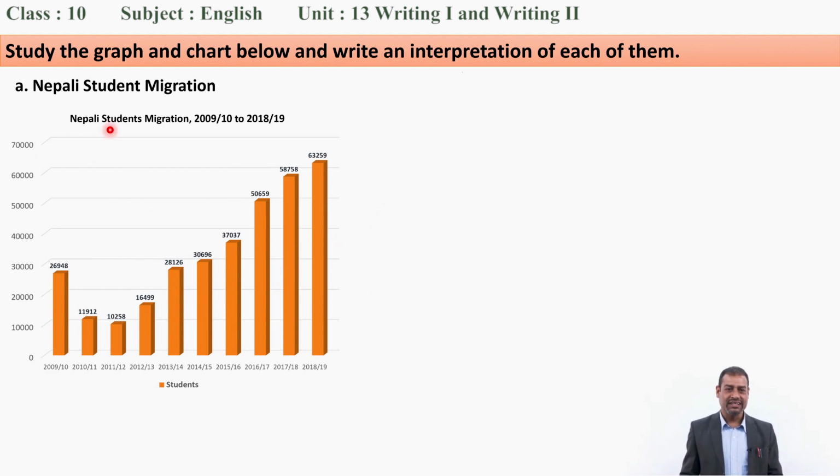Now, what is the data here? Can you tell me now? See, Nepali students migration, okay? You can find the year here, like 2009/10 to 2018/19, okay? And you can see here number of students. You can find year like 2009 and 10, how many students migrate, okay? Then in 2010 and 11, how many students migrated here again? Likewise, you can see. So whatever you see here, you have to describe, you have to interpret. This is what we are going to learn today.